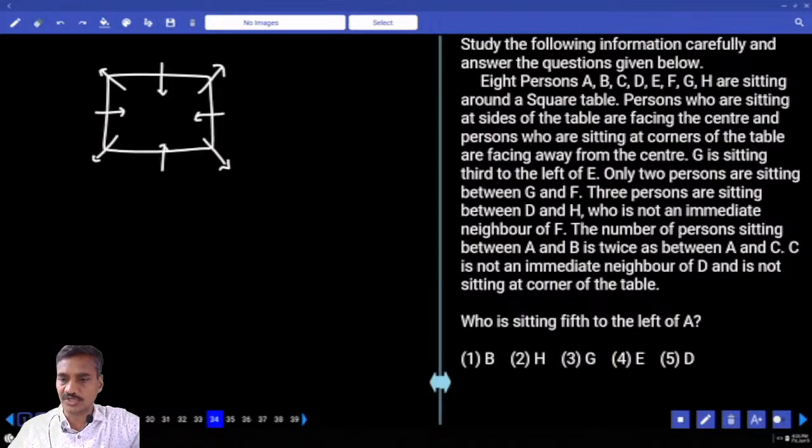G is sitting south to the left of E. G is south to the left of E. Only 2 in between G and F. 3 in between D and H. H is not an immediate neighbor of A. The number of persons between A and B is twice that between A and C.